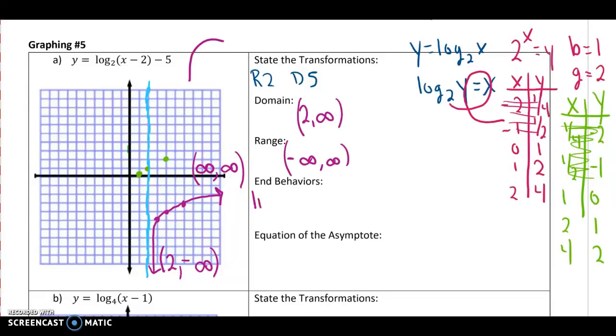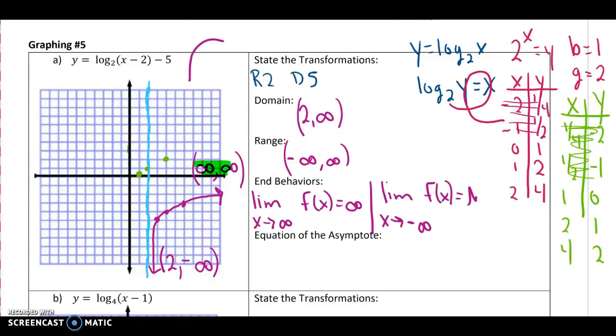For my end behaviors, we start writing all this stuff. So x is approaching infinity. I can see that right here. So as x is approaching infinity, f of x is going to infinity. And then when we write x is approaching negative infinity, it doesn't approach negative infinity. It approaches 2. So what will happen here is, depending on what your teacher has you do, I'll just put not applicable.